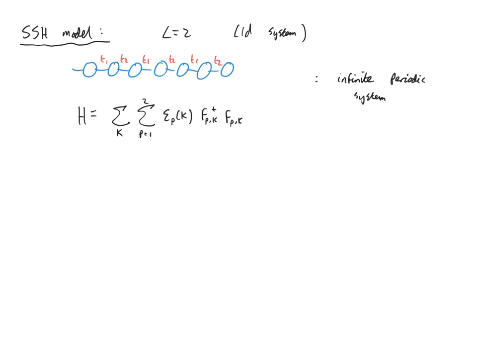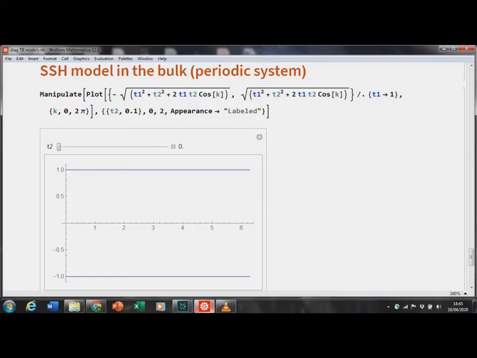As we saw previously, it actually matters what happens at the end of the chain as to whether I get these localized states or not. That's another story. For now, we'll just consider the bulk of this system. So we want to know what is going on right in the middle of this infinite system. So let's go back to Mathematica now and just plot these dispersion relations for the SSH model in the bulk. And we'll see how the energy-momentum relation, the dispersion relation, depends on T1 and T2.